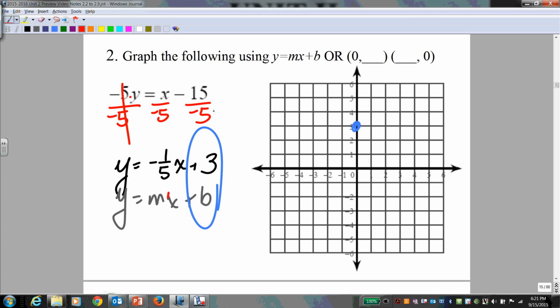We take a look at our slope. Our slope is going to be negative. So it's going to be rise 1 and run 5. So I'm going to rise 1 and run 5, and I'm going to go to the left to make it negative. 1, 2, 3, 4, and 5. Or I can go this way, down 1, and over 5 this way. 1, 2, 3, 4, and 5.